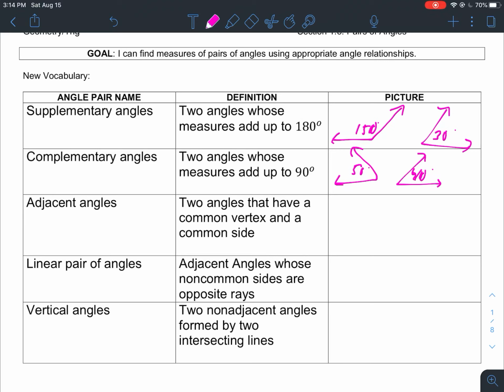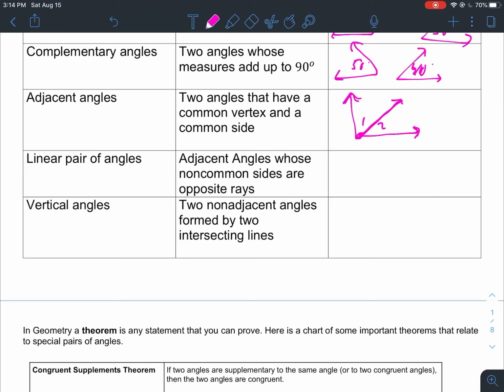Adjacent. Adjacent basically means next to. It's two angles that are right next to each other. They share a vertex and a side. So if I draw one angle like this, that's one. And I draw another angle like this, that's two. Those two angles are called adjacent.